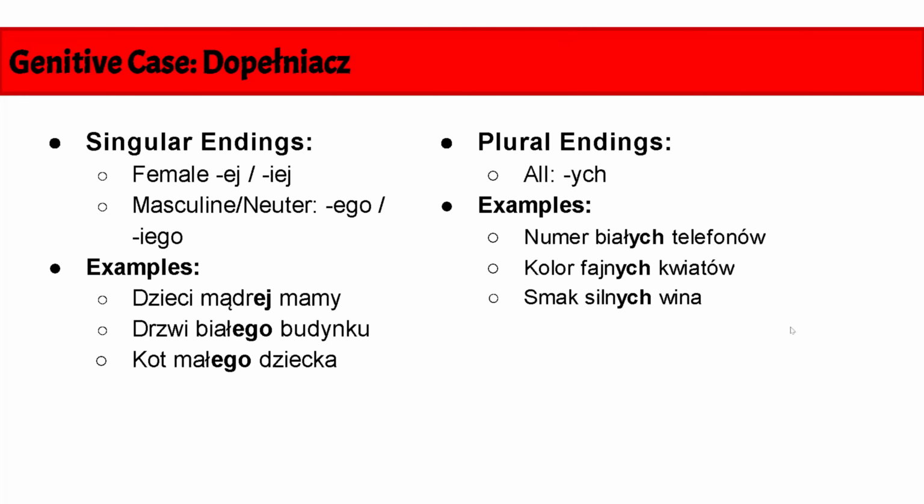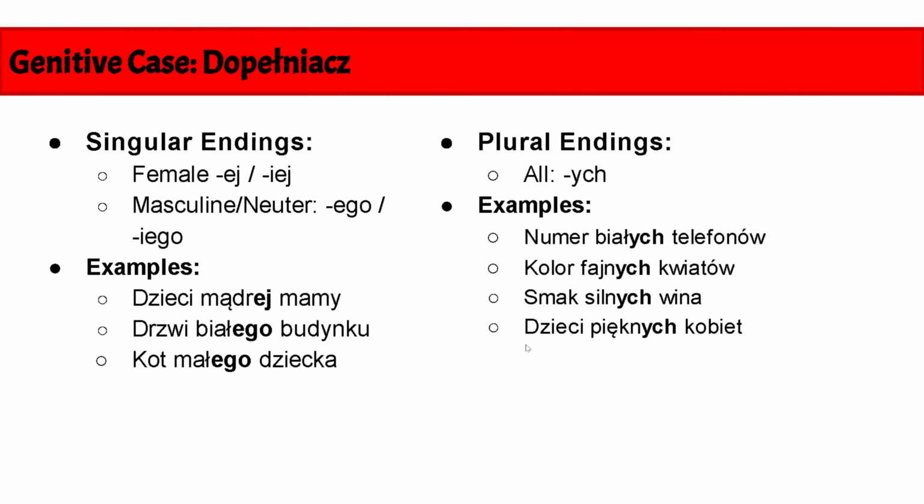Smak silnych win. The taste of the strong wines. Wino is a neuter noun. And in the genitive, it is win. So again, we do not touch it. Silny is the mianownik form of silnych. And again, we must apply adjective rules and match the adjective to the noun. And again, in the plural of the genitive, all adjectives take that same ending, so instead of silny, we have silnych win. So smak silnych win.